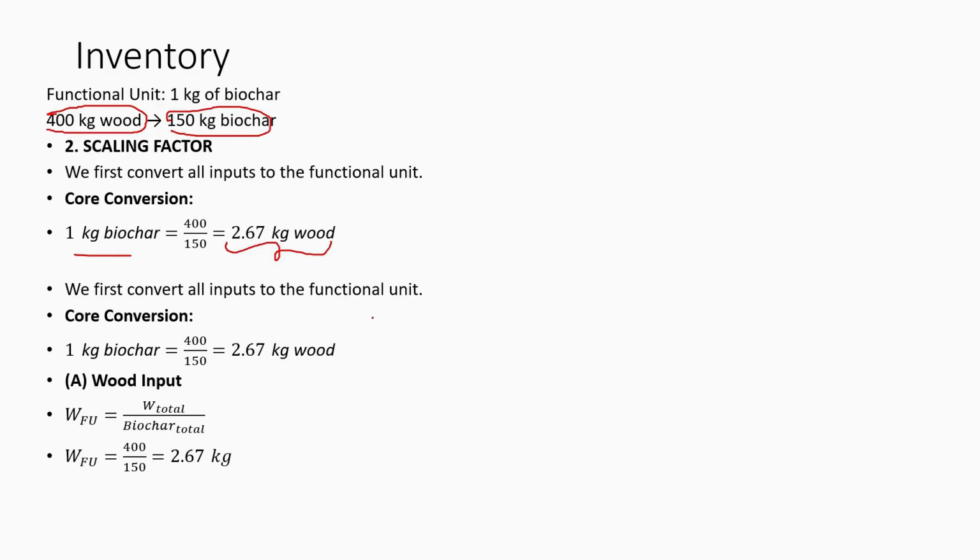Here I am not going to discuss the technical specification and details of the wood, such as how much carbon content the wood has, or how much moisture content it has. I will not be discussing these technical details here, because our objective is to demonstrate these things in SimaPro. So in brief, we need 2.6 kg of wood to produce 1 kg of biochar, which is our functional unit.